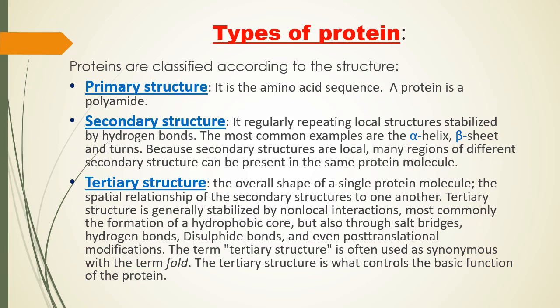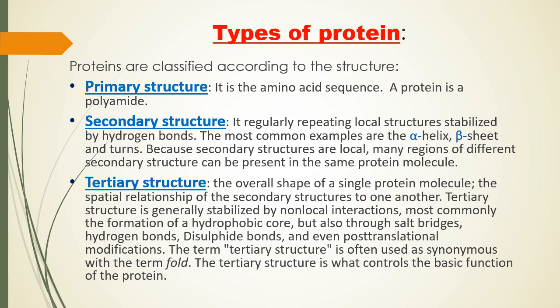The primary structure, which is a polypeptide. The secondary structure, which is regularly repeating local structures consisting of the alpha helix, the beta sheets and turns. And the tertiary structure, that is the overall shape of a single protein molecule, the spatial relationship of the secondary structures to one another. The tertiary structure is generally stabilized by non-local interaction.